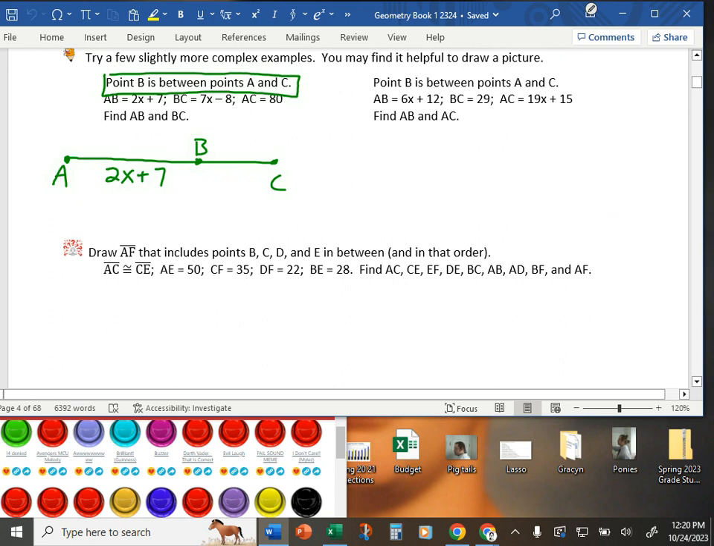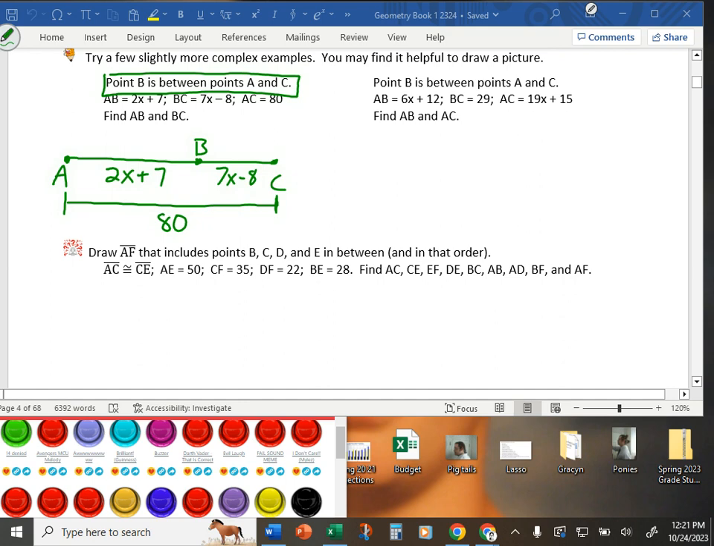We also know that from B to C is 7x minus 8. So from A to B is 2x plus 7. From B to C is 7x minus 8. And we are told that from A to C, the length of the entire segment is 80. What algebraic equation are we going to be setting up here that's going to allow us to ultimately solve the variable? There's your algebra. But then give us the values of AB and BC.